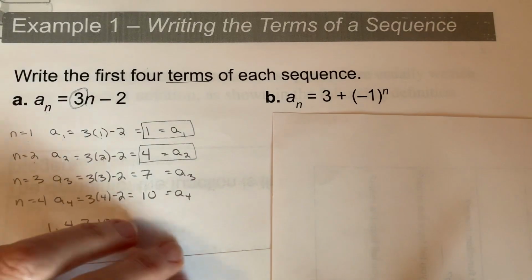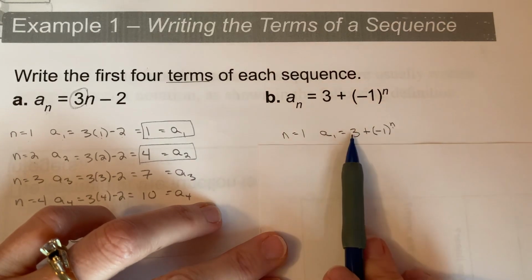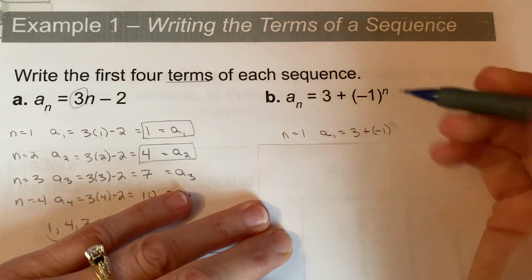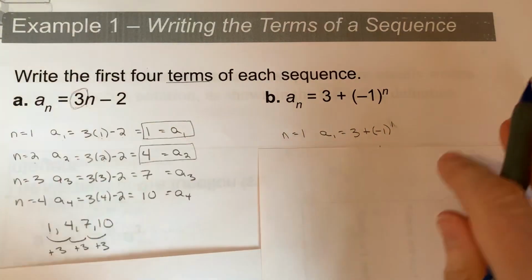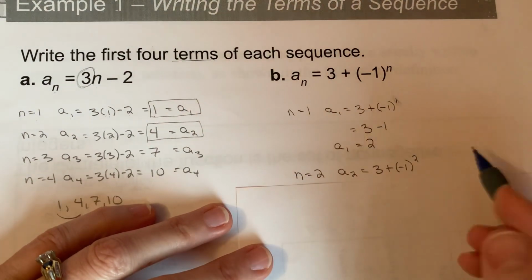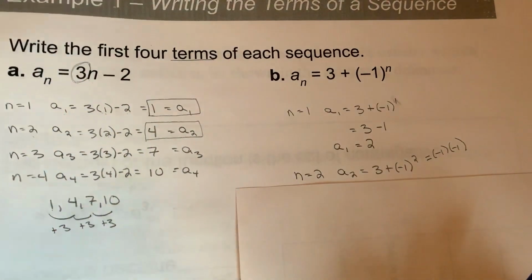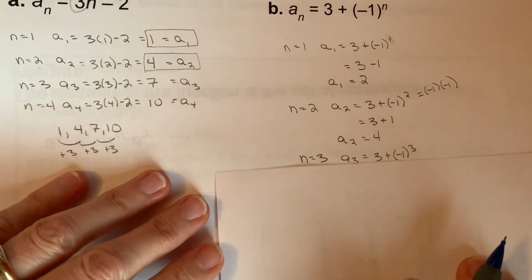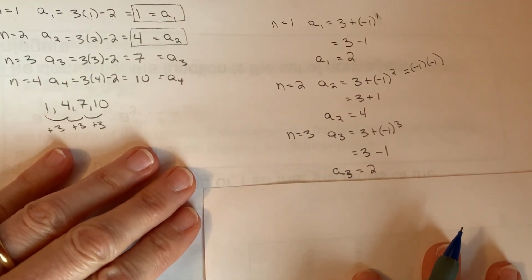All right, the second one, just a different sequence, same process. If n equals 1, I'll have a 1 here and a 1 here. This is what it will look like when I put a 1 in here. So negative 1 to the 1 is just negative 1. So I would have 3 minus 1, so a sub 1 would be 2. If n equals 2, think of this as negative 1 times negative 1, which would get me a positive 1. So I would have a sub 2 equals 4. If n equals 3, I would get a negative 1 again. So a sub 3 would equal 2.